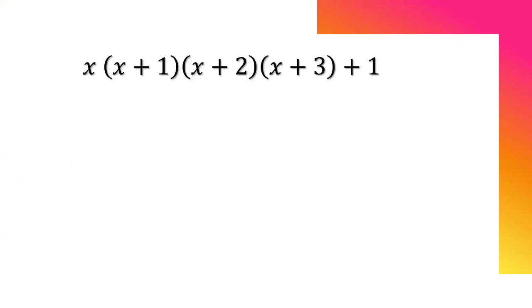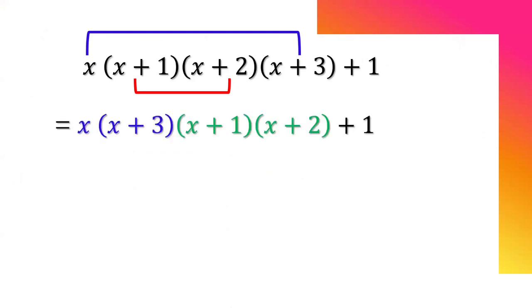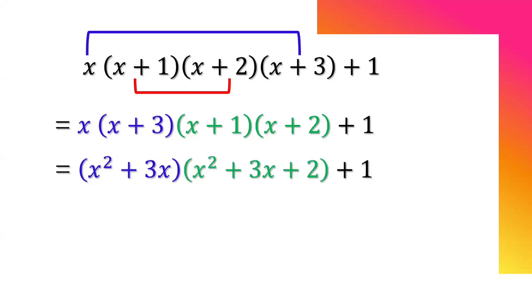So consider this expression without the square root, and then combine these two factors, and next these two factors. Rearrange them and multiply and simplify. For that, we get for the first two expressions x square plus 3x, and the second two will become x square plus 3x plus 2.